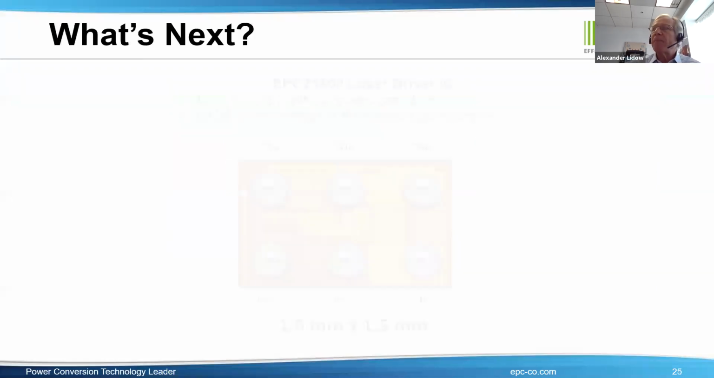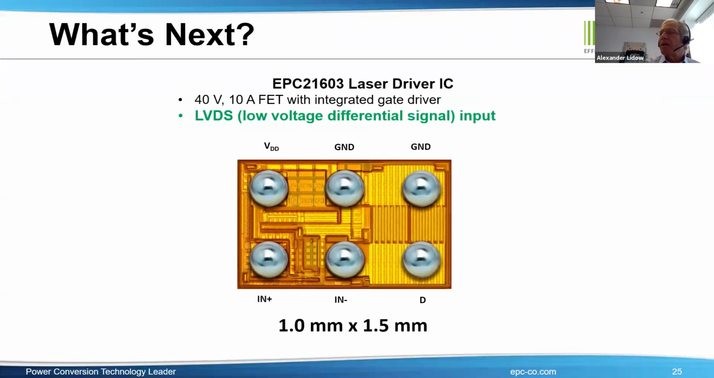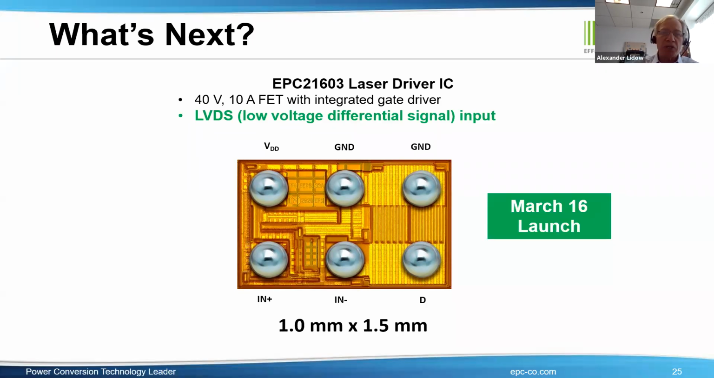This is the beginning of a family of parts. Coming up in a couple of weeks is the LVDS, or low voltage differential signal input version of that same chip. It's the same form factor, has the same voltage and current capability, and you'll get that March 16th. So that's very useful for certain people who have noise issues and things like that they have to worry about.